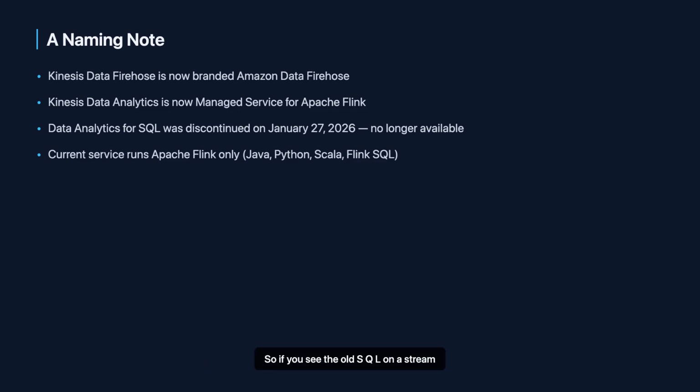So if you see the old SQL on a stream capability described, recognize that it's a retired feature, not a production service. For the rebrands, just recognize both names. If you see Amazon Data Firehose and Kinesis Data Firehose, they're the same delivery service, and a rename shouldn't make you second-guess a correct answer.